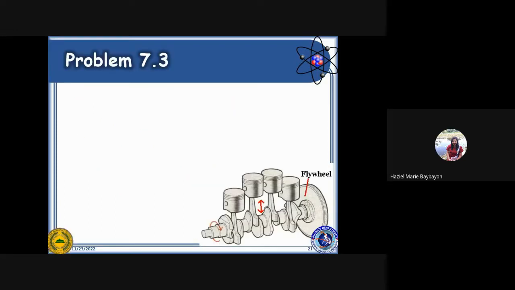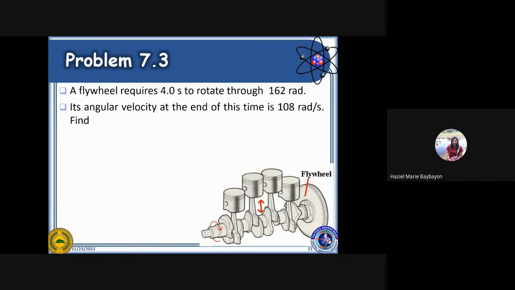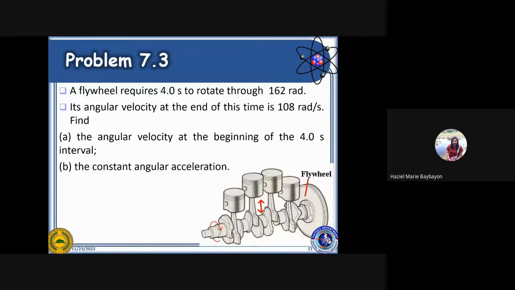Okay, how about this one? A flywheel requires 4 seconds to rotate through 162 radians. We have no more time to waste. We have 4 minutes left. A flywheel requires 4 seconds to rotate through 162 radians. Its angular velocity at the end of this time is 108 radians per second. Find the angular velocity at the beginning of the 4-second interval and the constant angular acceleration.